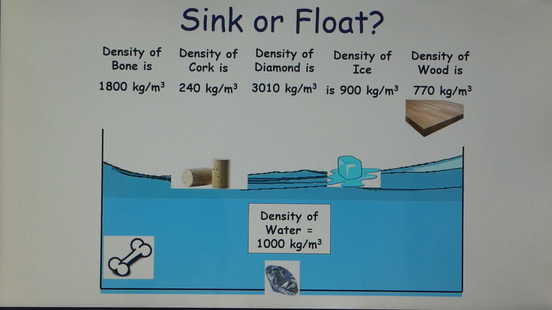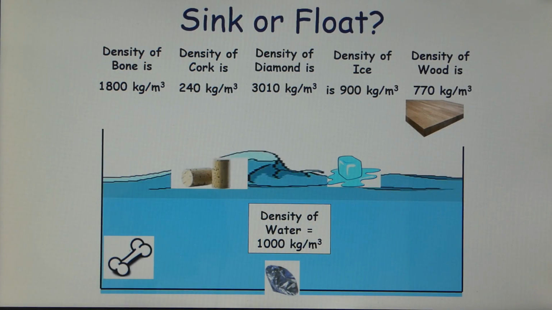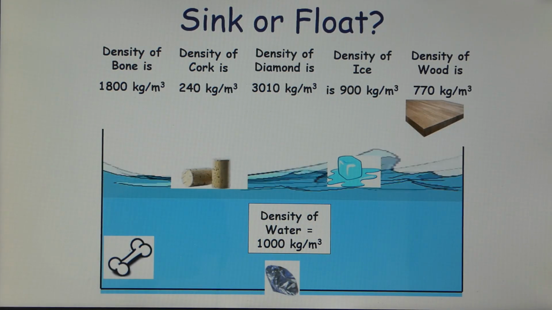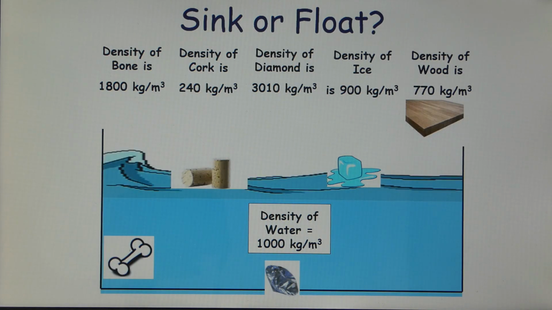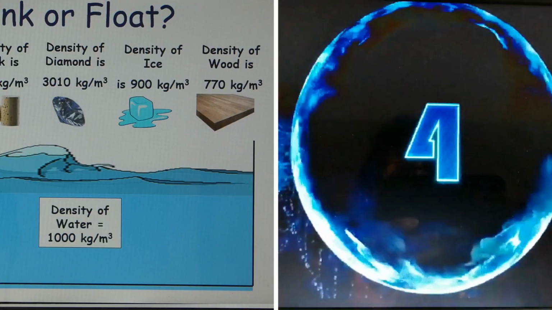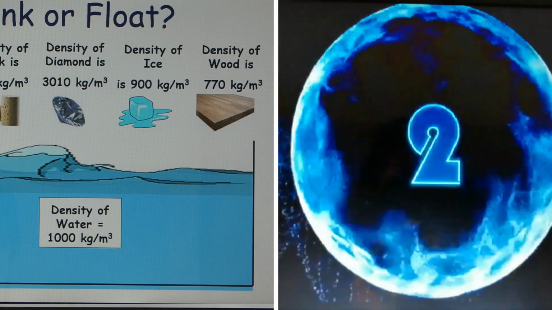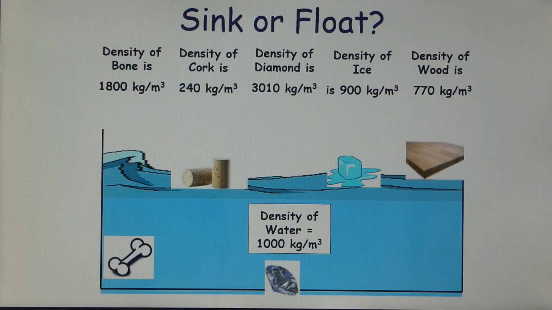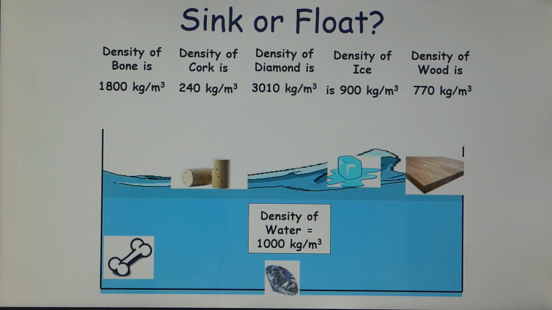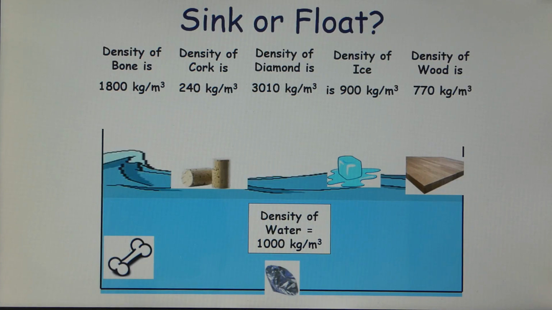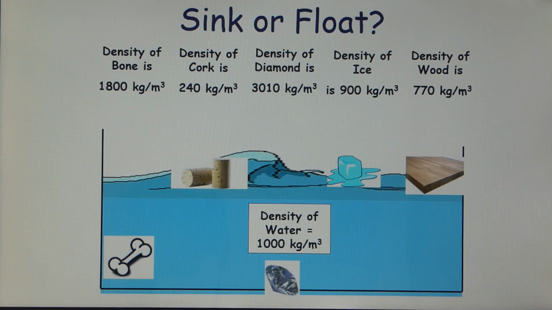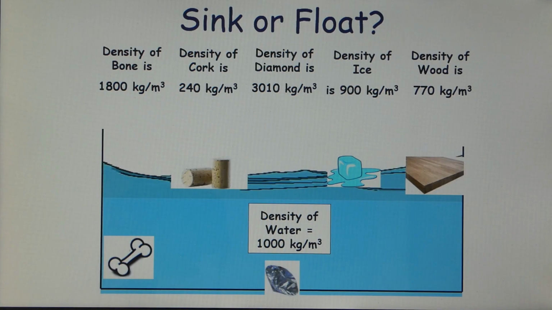Last one, density of wood. 770 kilograms per metre cube is its density. Will it sink or float in water? 5 seconds. Wood will also float in water because its density is less than that of water. Did you get all 5 right? I hope so.